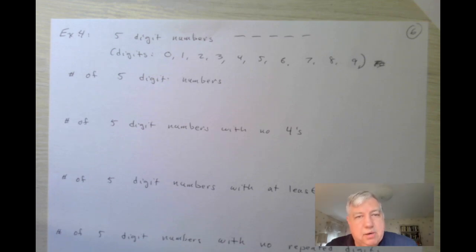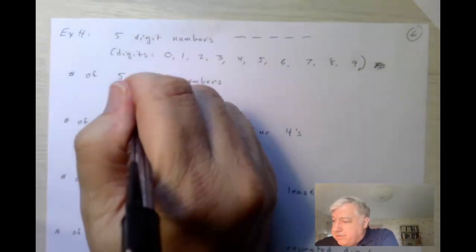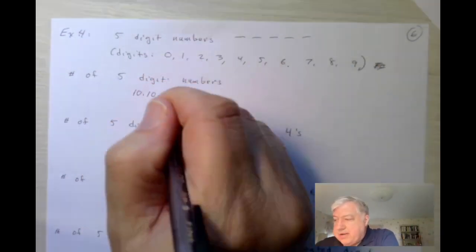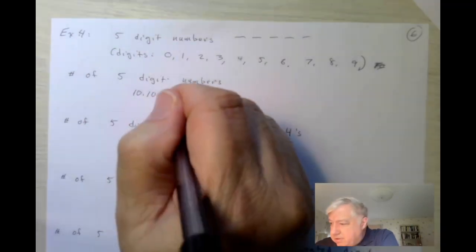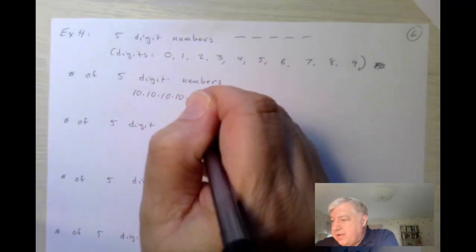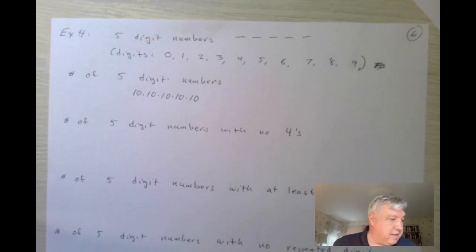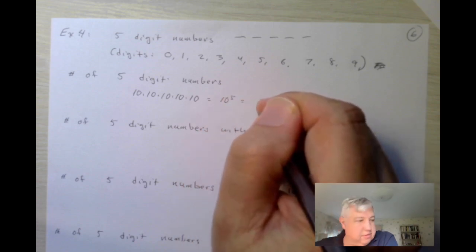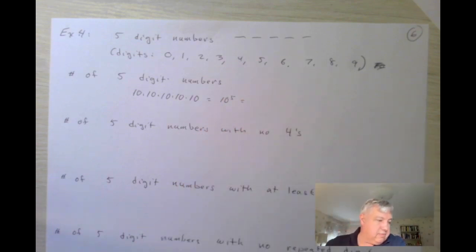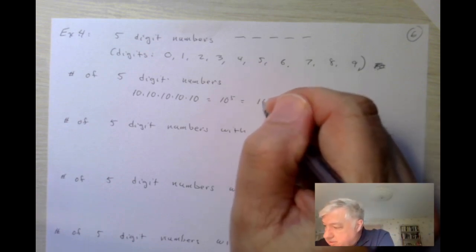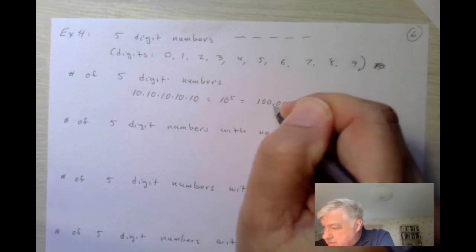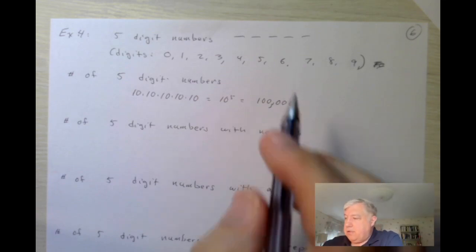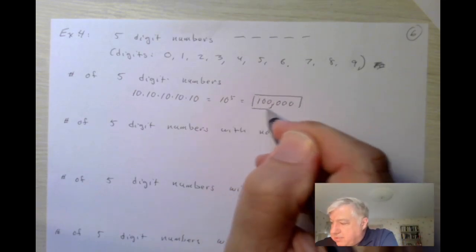Okay, so how many 5-digit numbers are there? Well, it's easy. There are 10 choices for the first digit, 10 choices for the second, 10 choices for the third, 10 choices for the fourth, 10 choices for the fifth, right? And this turns out to be 10 to the 5th, which I believe is 100,000. So there are 100,000 5-digit numbers.